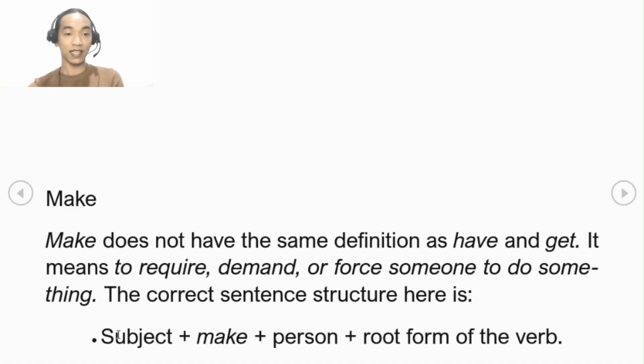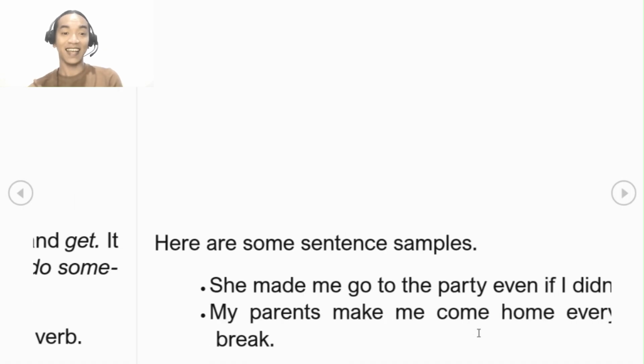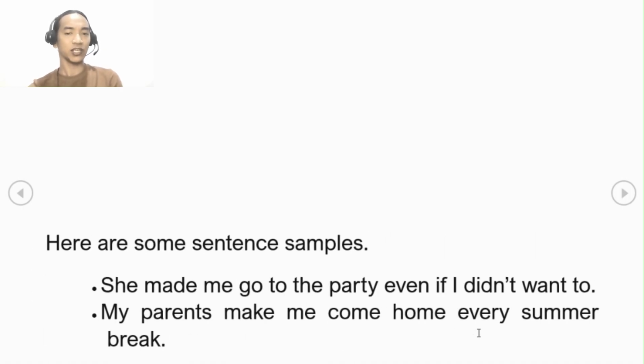So how do you make that? You have your subject, make, and then the person, and then the root form of the verb or the base form. Like, for example, she made me go to the party even if I didn't want to.